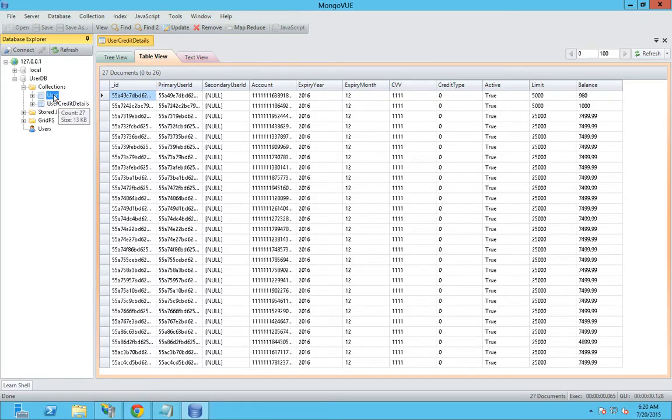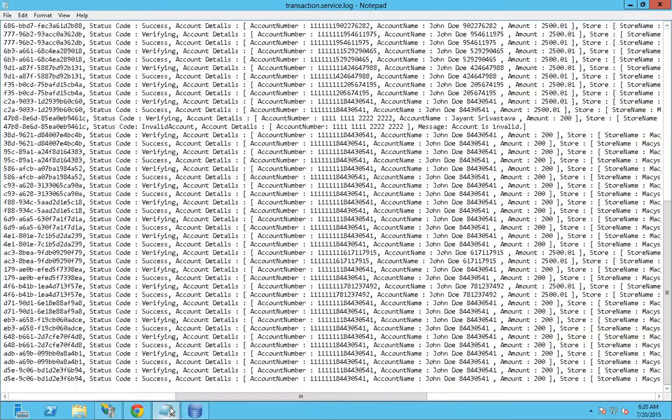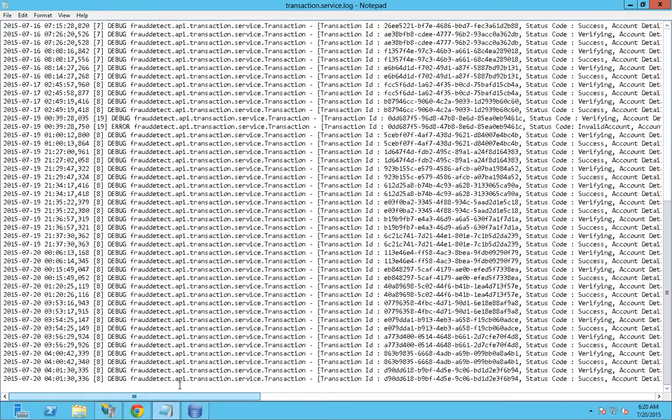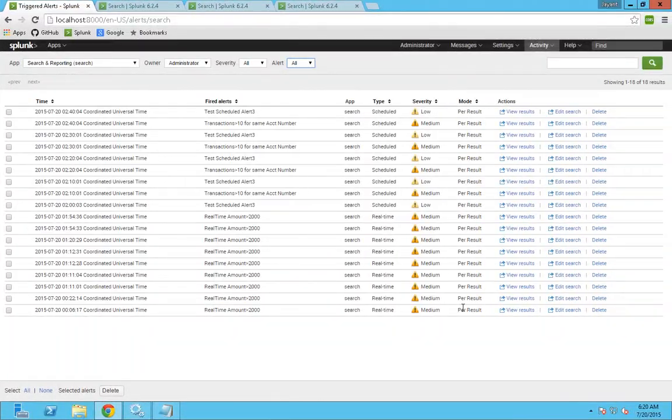Once a transaction is verified or rejected, the information is recorded in the transaction log. These logs are then forwarded to Splunk to be parsed and indexed. Validations are configured in the form of alerts.